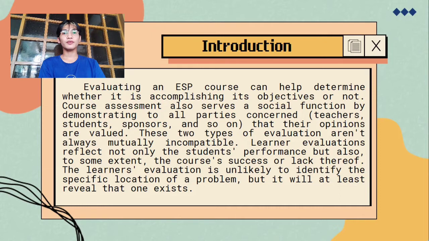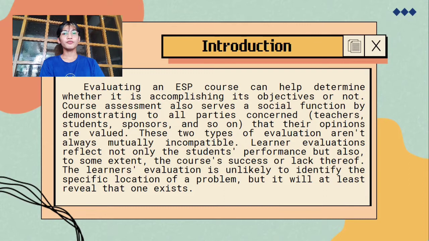These two types of evaluation aren't always mutually incompatible. Learner evaluations reflect not only the student's performance, but also, to some extent, the course's success or lack thereof. The learner's evaluation is unlikely to identify the specific location of a problem, but it will at least reveal that one exists. Through the learner's evaluation, we cannot specifically determine the problem. However, it will still identify some of them.